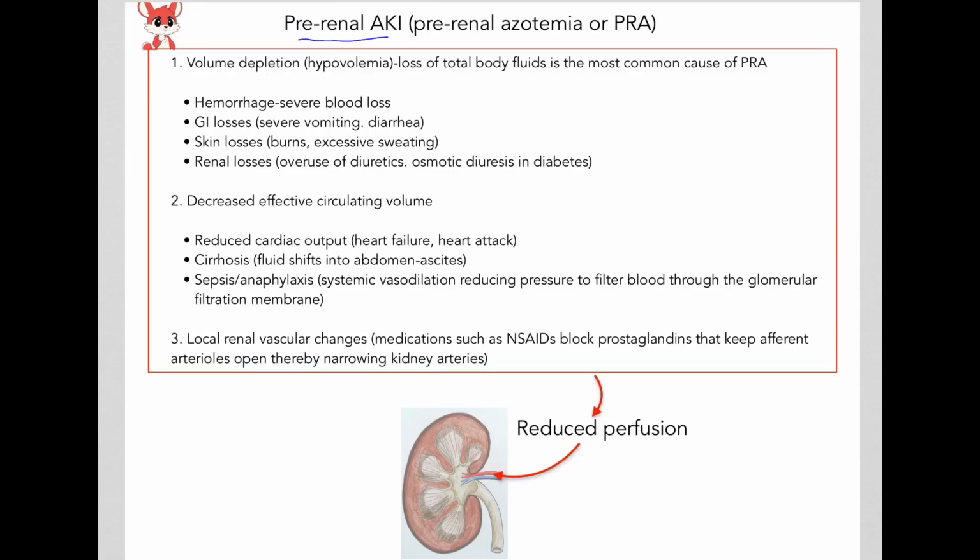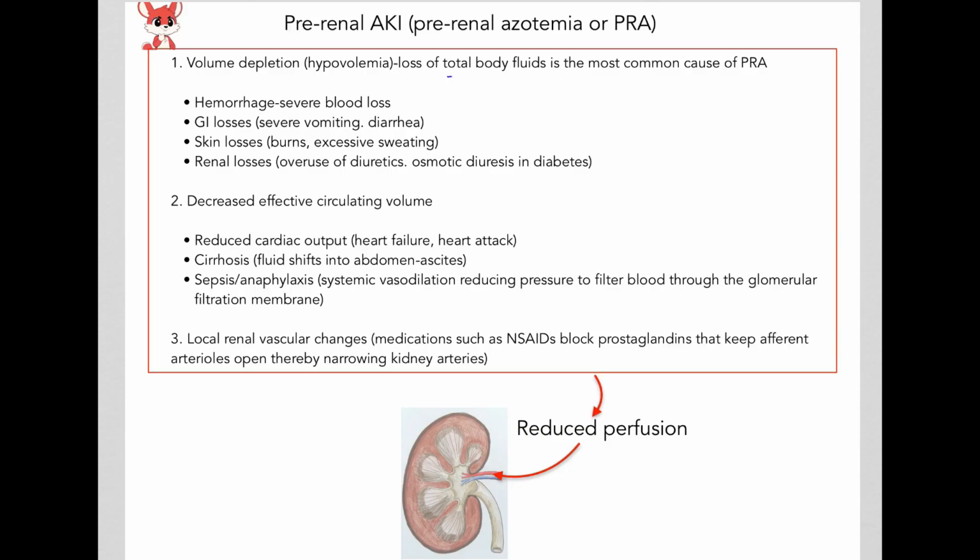So in pre-renal AKI, there is reduced perfusion to the kidneys. There's a reduced blood flow to the kidneys. Now, this can happen due to many different reasons. One is volume depletion or hypovolemia. In this case, there is a loss of total body fluids, and this is the most common cause of pre-renal AKI, which is also known as pre-renal azotemia or PRA. So one of the most common causes of PRA is hypovolemia, loss of total body fluids.